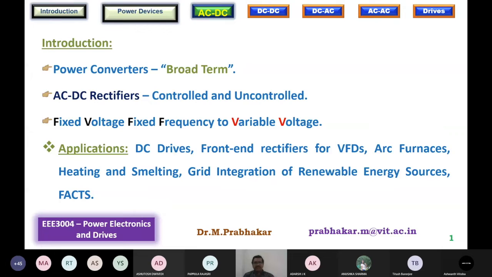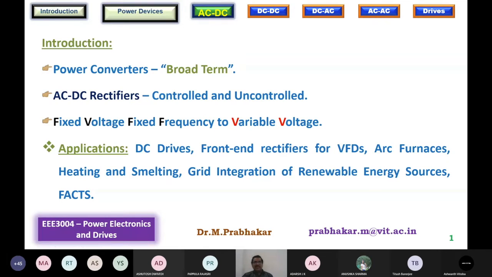Go for an inverter. First we rectify, then we invert. So front-end rectifier for variable frequency drives, and then arc furnaces and heating and smelting applications, they are used for extraction of metals and recycling of iron. Therefore, you need to heat, and the best way to get that heat is through electrical energy. So electrical energy is being applied to the control rods, and then they get heated up.